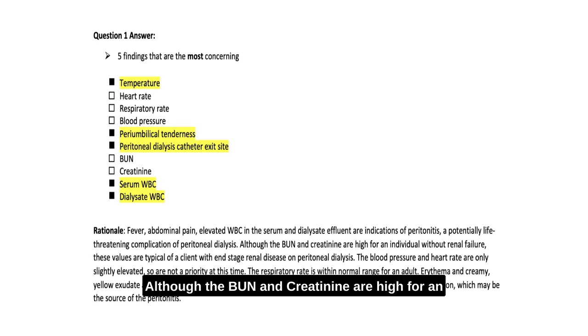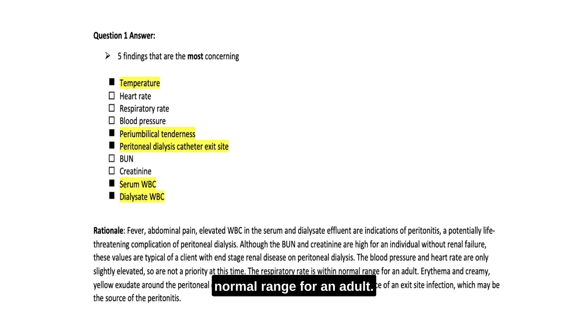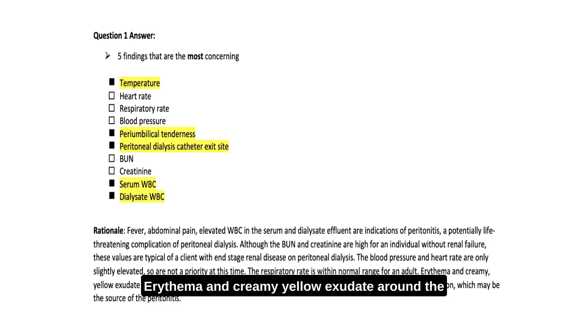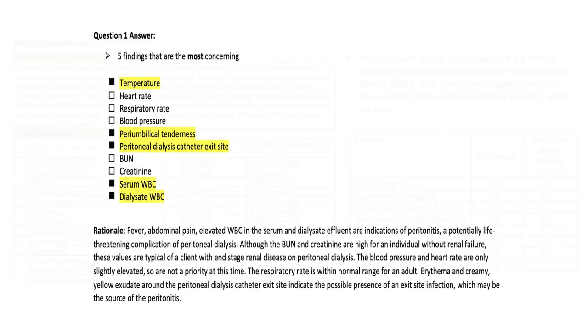Although the BUN and creatinine are high for an individual without renal failure, these values are typical of a client with end-stage renal disease on peritoneal dialysis. The blood pressure and heart rate are only slightly elevated, so are not a priority at this time. The respiratory rate is within normal range for an adult. Erythema and creamy, yellow exudate around the peritoneal dialysis catheter exit site indicate the possible presence of an exit site infection, which may be the source of the peritonitis.